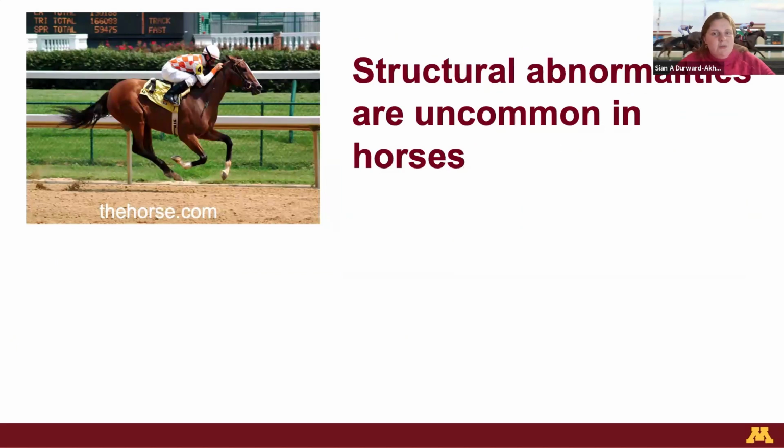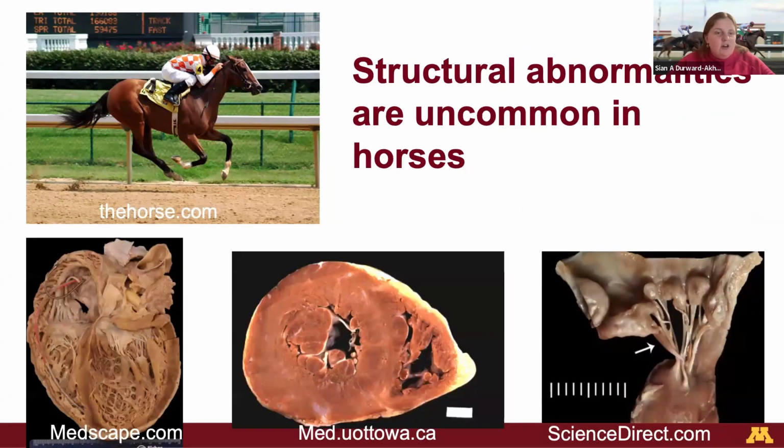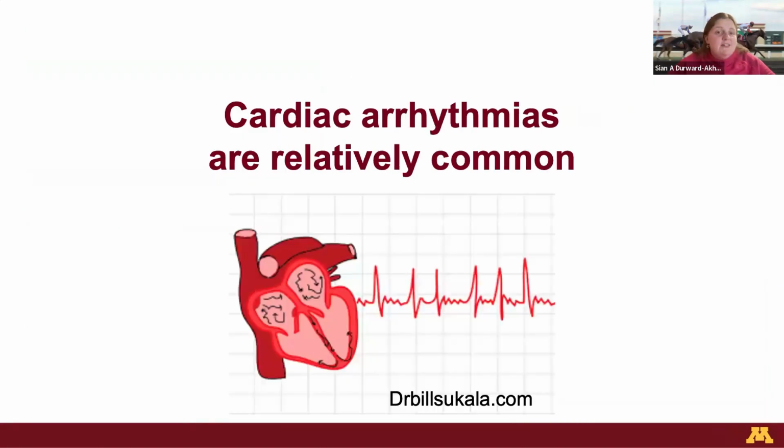And with that, structural abnormalities that we see in some of our small animal patients are actually pretty uncommon in horses. So things like dilated cardiomyopathy that we might see in a Doberman or hypertrophic cardiomyopathy that we might see in cats are really very rare in horses. And even degenerative valvular disease that we see in small dogs is also not very common in horses. However, arrhythmias are surprisingly common. And this is where the heart beats in an irregular fashion. And I'll talk about that a little bit more.